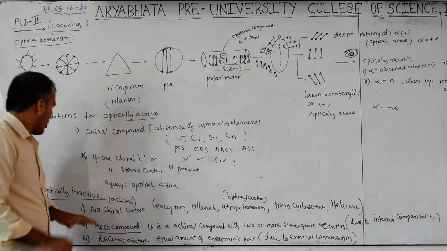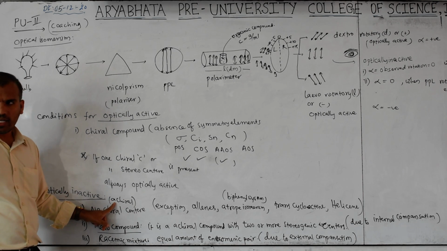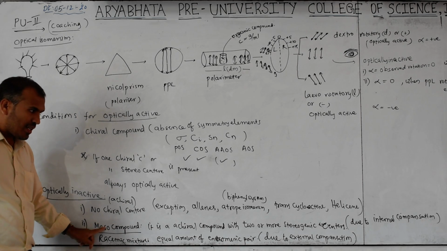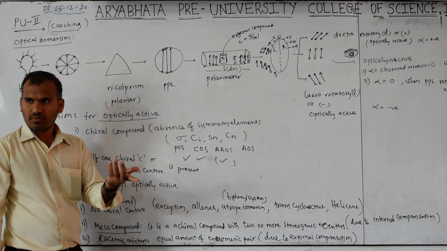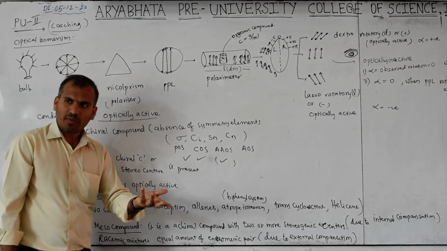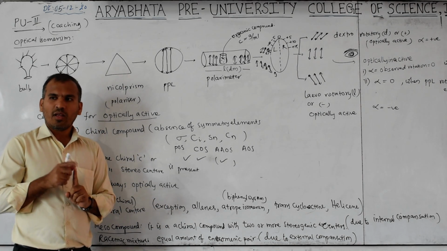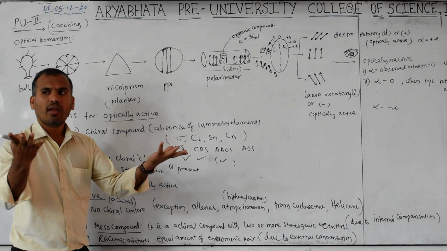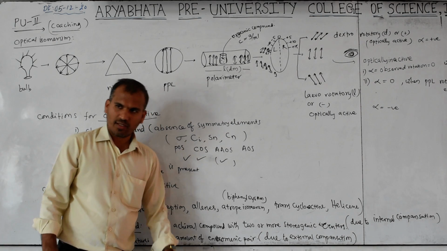Good. Now the question is, for optically active, what is required? Chiral. For optically inactive, what is required? Achiral, meaning not chiral. Otherwise, another one is meso, which has chiral centers. Chiral center comes from a stereogenic center. The meso compound has chiral centers, but there is no guarantee. If one chiral carbon is there, there is a guarantee it is optically active. If more than one chiral center is there, there is no guarantee of optical activity. To be clear: one chiral center is always optically active; more than one may not be. A meso compound is an achiral compound with two or more stereogenic centers. Stereogenic center means chiral centers only.